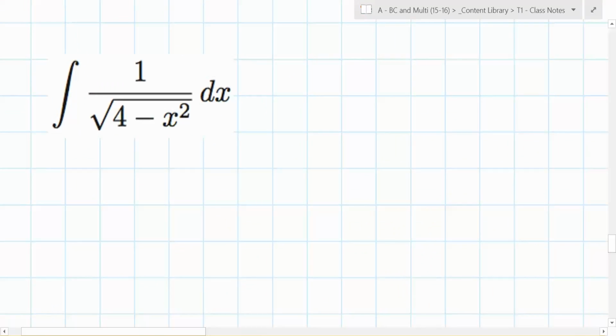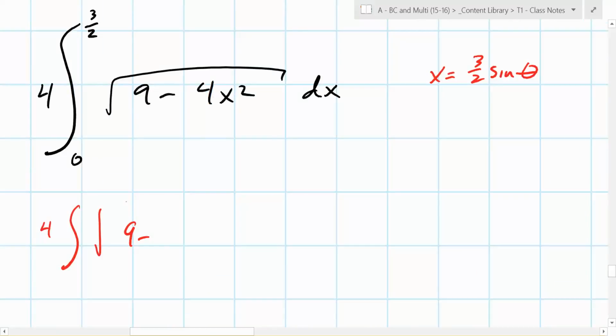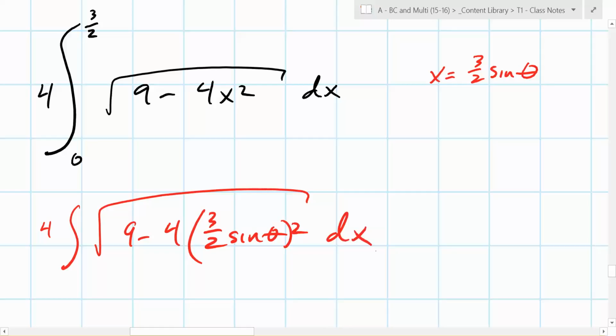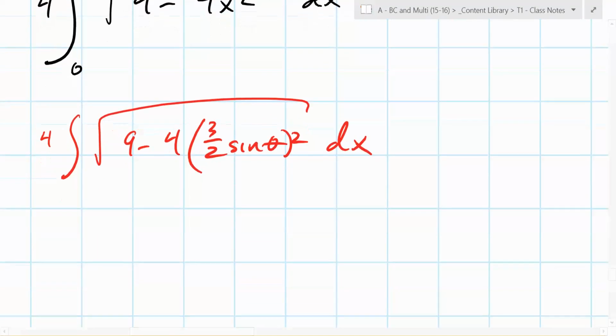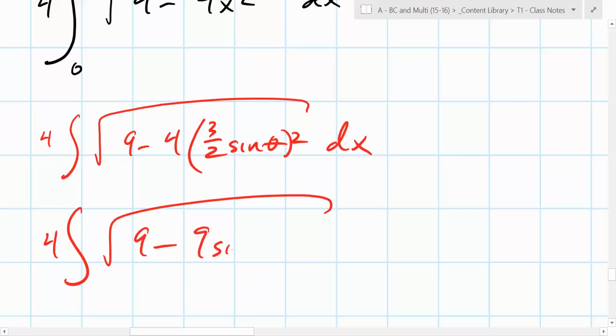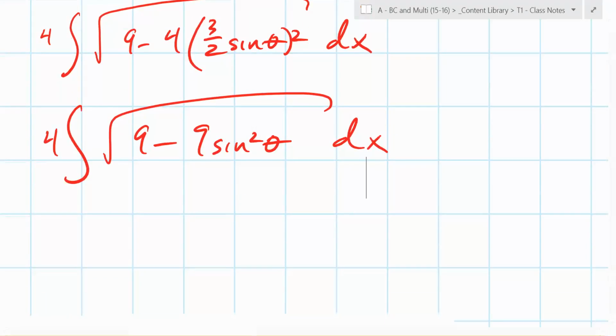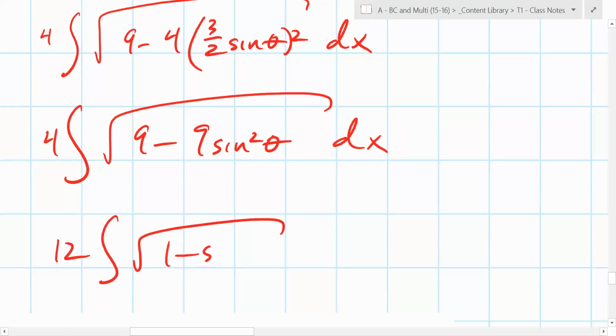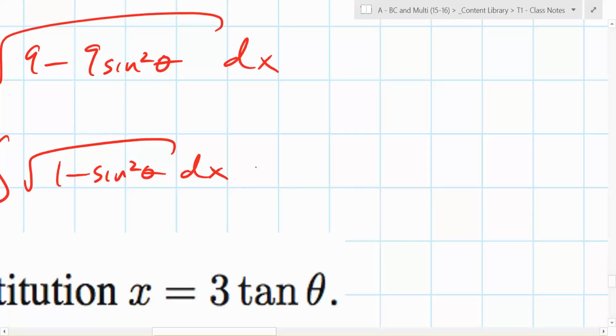What about this one? What does this look like? It's the square root of 4 times what? 3 over 2 sine theta squared dx. I haven't done the other part yet, but this is so nice because when you square this, what happens? You end up with 4 times the integral of the square root of 9 minus 9 sine squared theta. What can you pull out? A 3. So you end up with 12 times the integral of the square root of 1 minus sine squared theta dx. What's that going to be equal to?